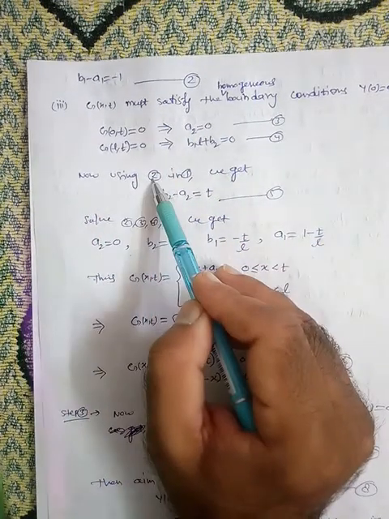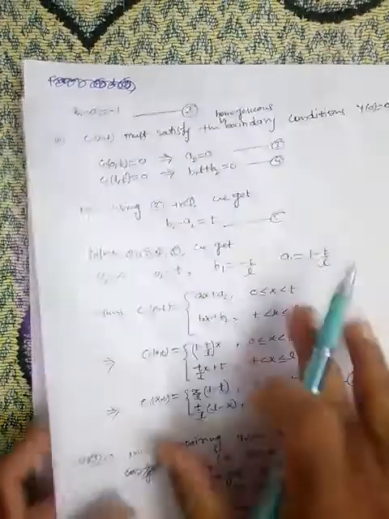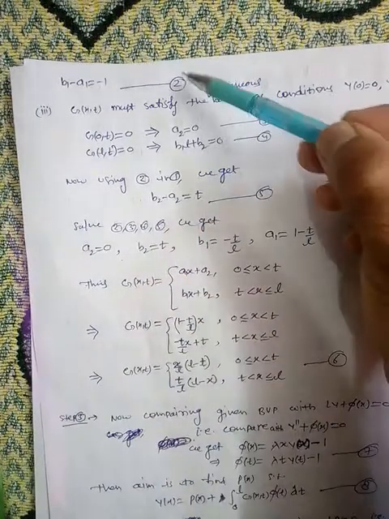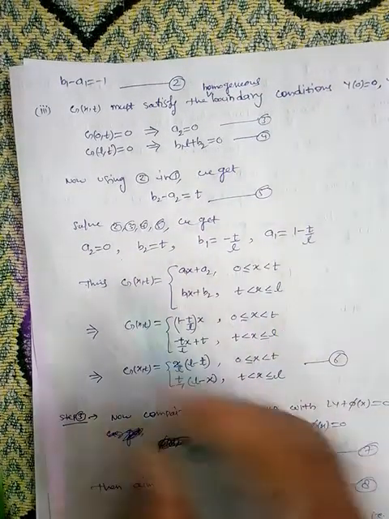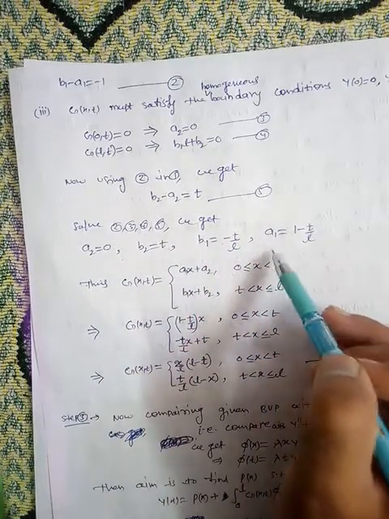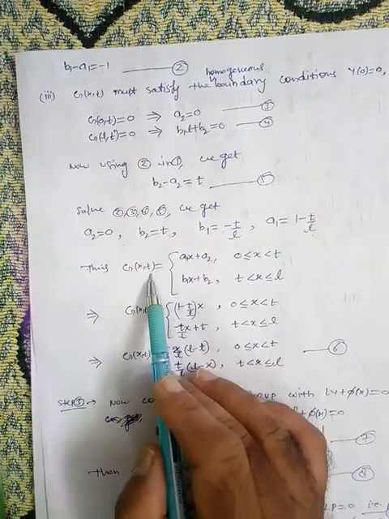Now using second in equation number 1. Okay, so here we put the value of b1 minus a1 as minus 1 from here, so we get b2 minus a2 is t. So now we will solve 2, 3, 4 and 5. We get a2 is 0, b2 is t, b1 is minus t by L and a1 is 1 minus t by L. Okay, so now what is your Green's function?